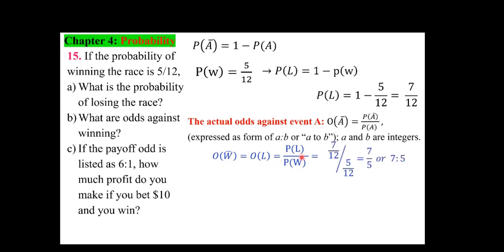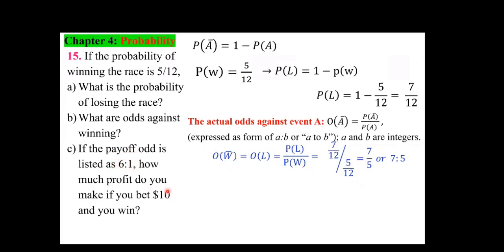So 7 over 12 over 5 over 12. I hope you realize the complex fraction, 12 cancel each other, 7 over 5. You can leave it like that, or you write it as 7 to 5. If the payoff odds is 6 to 1, how much profit do we make? Basically, you multiply this ratio. Let's say it's 6 to 2, that means 3, okay? 6 to this number, this is a fraction. Whatever this fraction is times 10.